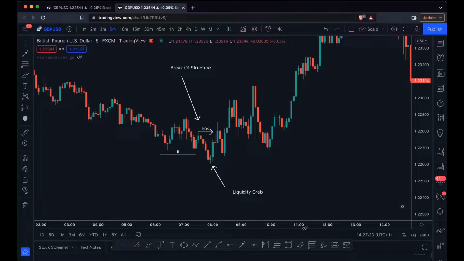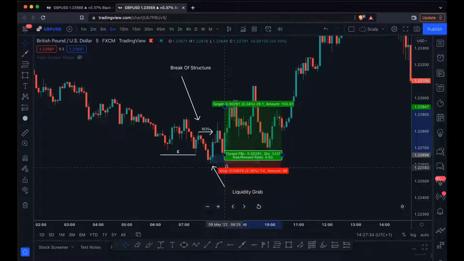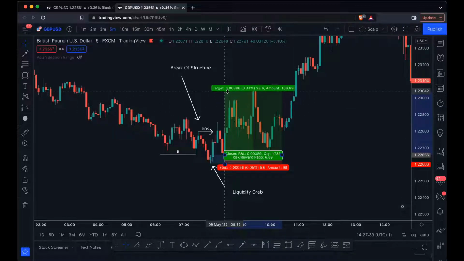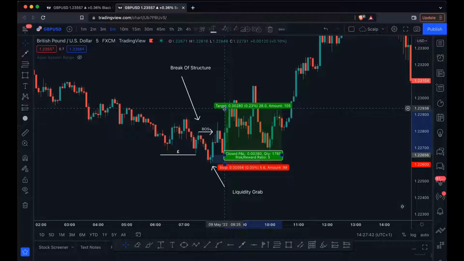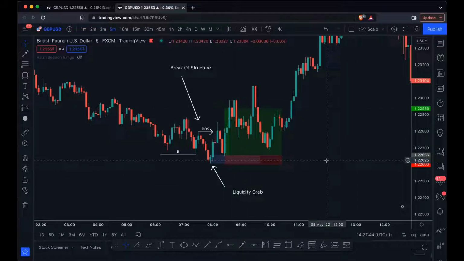After the break of structure, price returns to an order block left behind during the liquidity grab. And we can see price taps into it very nicely, and then price shifts away to the upside. And so taking a trade at this point would give us a relatively small stop, and we can see we can get a very nice risk reward very easily and very quickly. We can get a 1 to 5 from here as well.